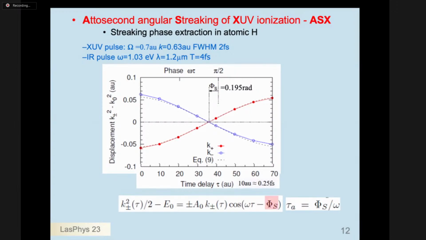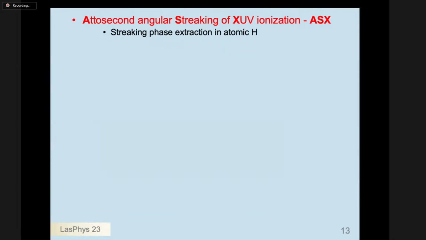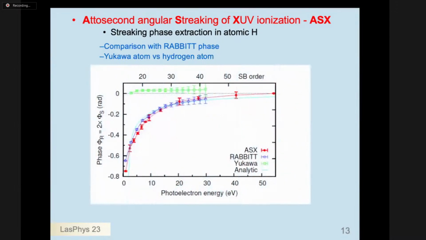This way, it's very easy to obtain this streaking phase from this measurement. But we have to calibrate this technique. And to calibrate this technique, we just make a comparison with the rabbit phase, which is known very well from simulations and experiment. And as a test case, we consider the hydrogen atom, which is known very well.